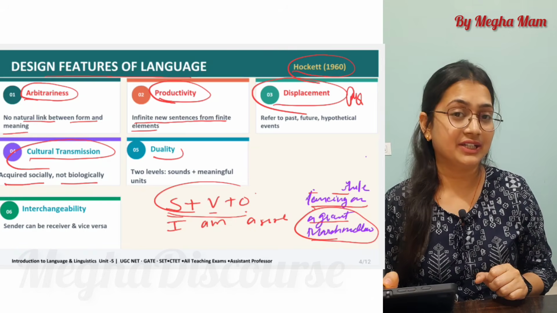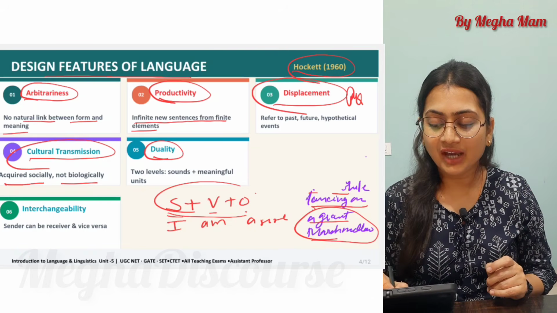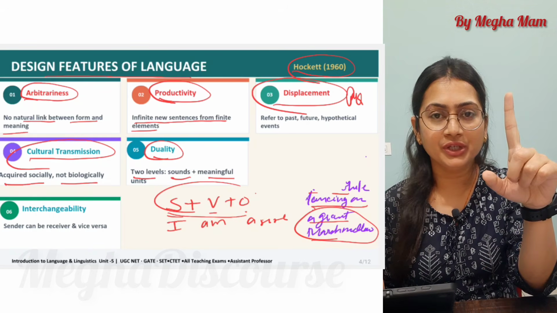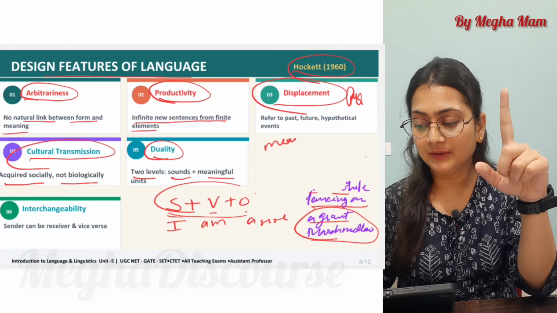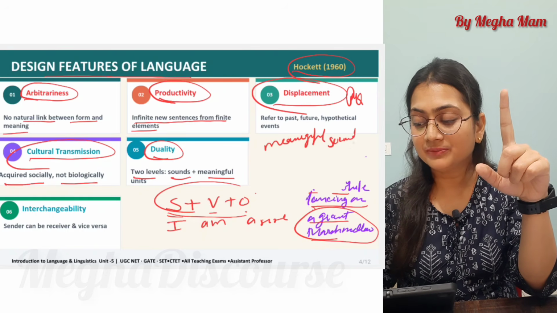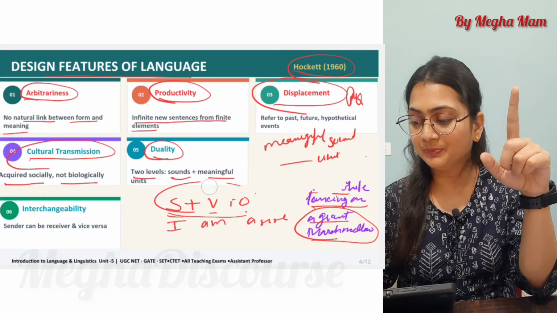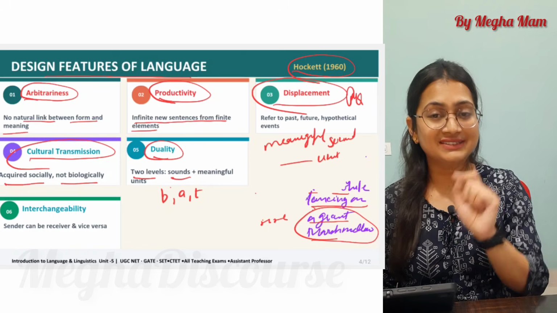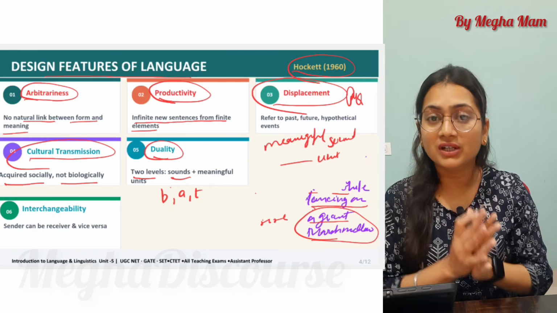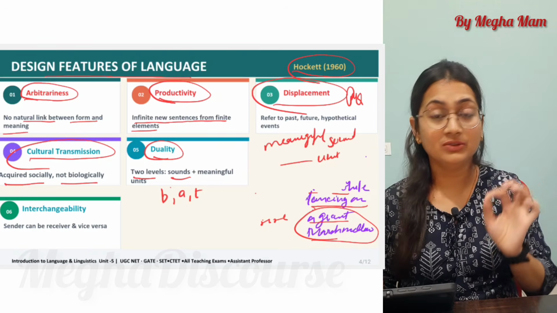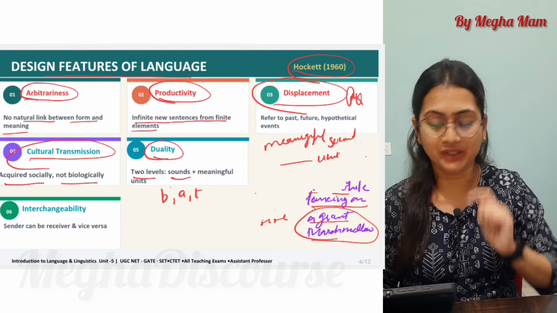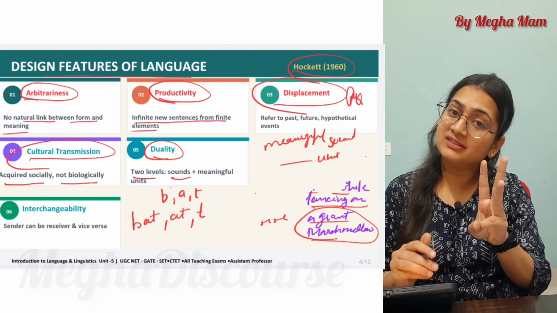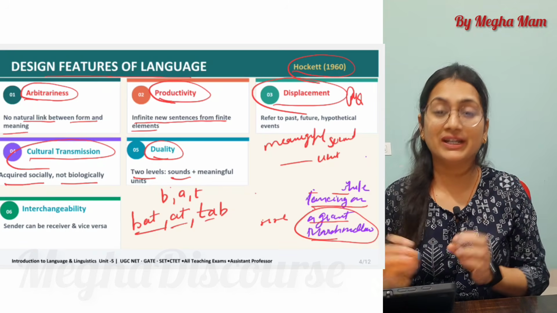Then we have duality. Duality means double thing. That is, we have two levels of language. First we have sound, then we have meaningful unit. Suppose I am giving you B-A-T, that is the meaningful sound. I am saying you have to make words by using these three letters. Then what can you do? You convert them into meaningful units. Like you make bat, at and tab. So from three letters you make three words and these all are meaningful words. So that is the duality.